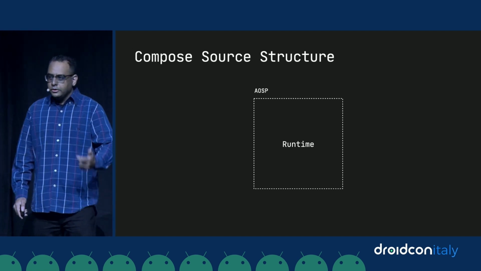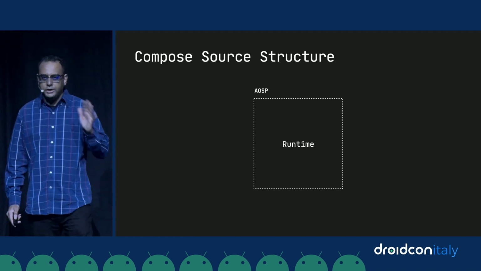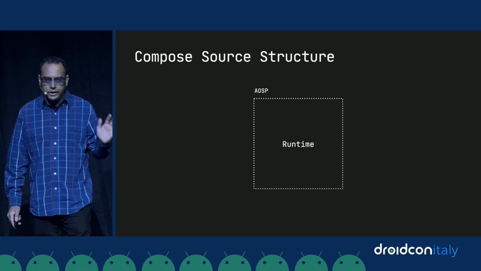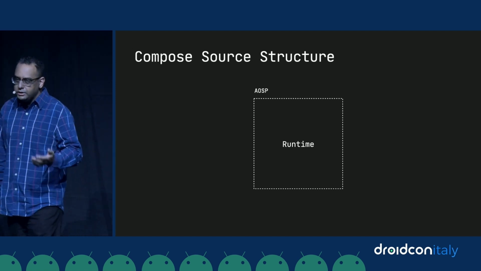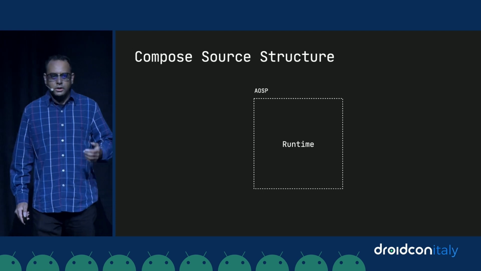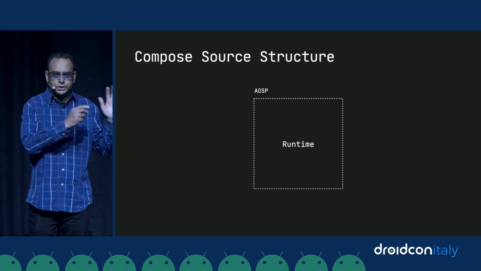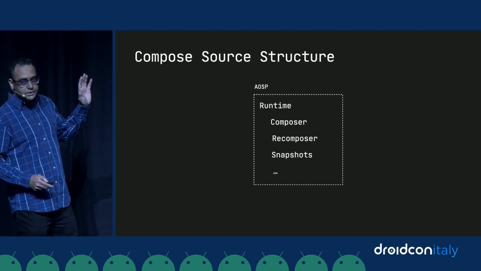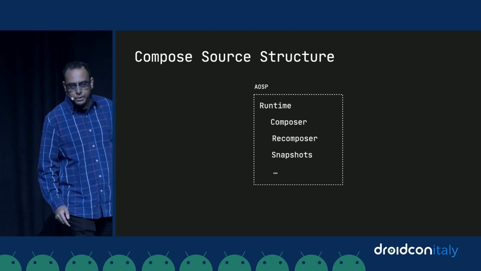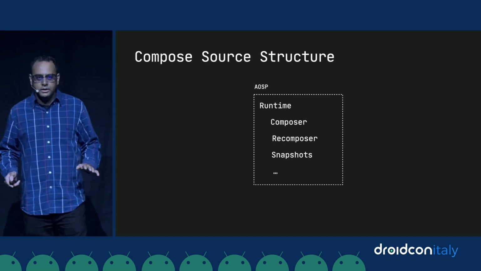AOSP. Great. So all the Jetpack libraries, all the source code for Android Studio lives in a repo called AOSP that you could check out. And the code that lives there is the runtime. Everything from the composer, the recomposer, all of the source code lives there. These are all the components that live in that repo. These are the components that you work with each and every day.